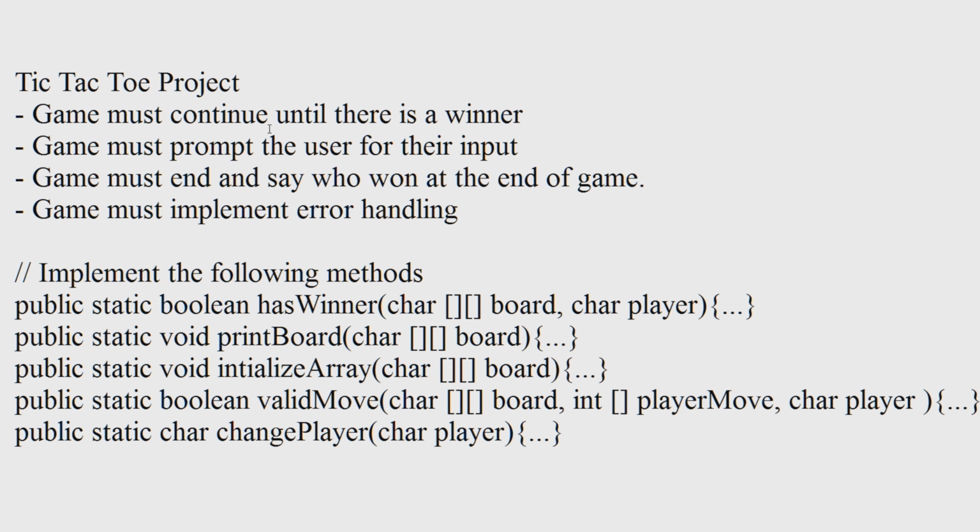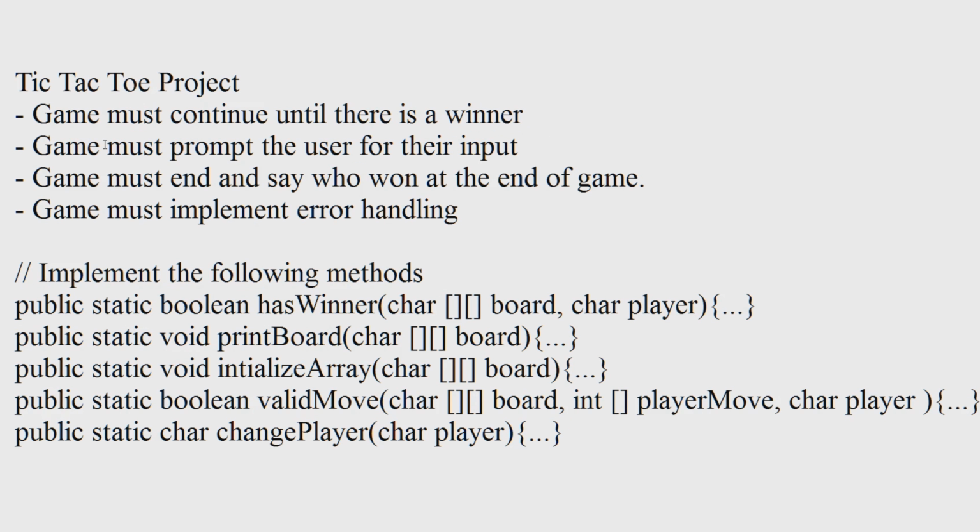The game must continue until there is a winner. So what does that mean? That means you have to keep playing until there's a winner. If I play game 1 and it's a tie, reset the board and keep playing, and you keep doing that over and over until you actually get a winner.